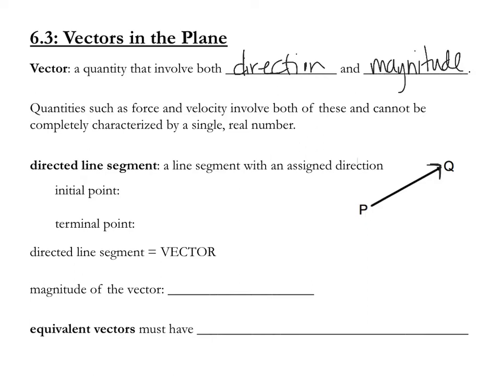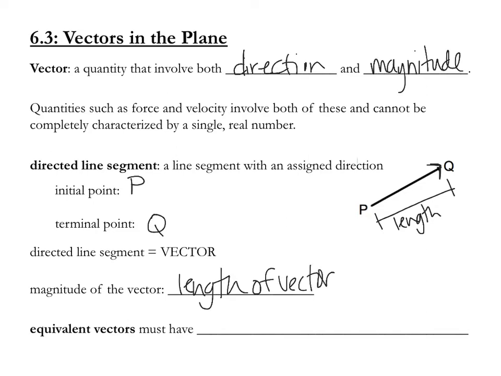So in this picture, the initial point is P and the terminal point is Q, and that's how we're going to represent a vector. The magnitude of the vector would be its length. So the length is going to be the magnitude of the vector. And if two vectors are said to be equivalent, that means they have to have the same direction and the same magnitude.